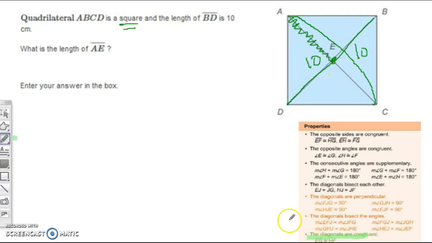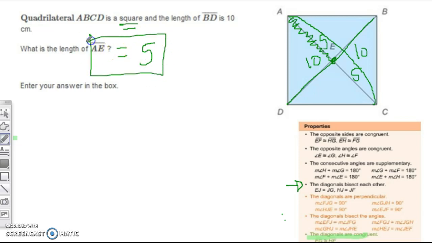Well, because the diagonals bisect each other, back up here to the properties of parallelograms, we know that each of these pieces has to be 5 because it has to cut it in half. So segment AE would be 5 units long.